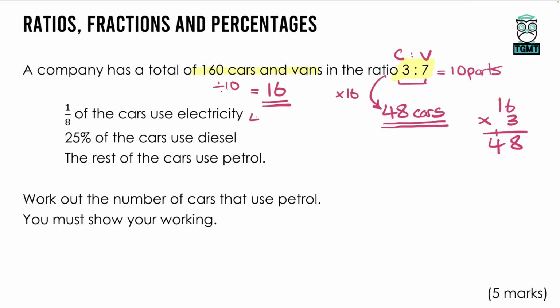So 1/8 of 48 is 48 divided by 8, which is equal to 6. So 6 cars use electricity. It says 25% of the cars use diesel. 25% is a unique percentage because it is 1/4. So you could write that as 1/4 if you prefer, or you could do your 10%, 5% method to get your 25%. So here I'm going to work out 1/4, which is 48 divided by 4, and that would give me 12 cars. So 12 cars use diesel.